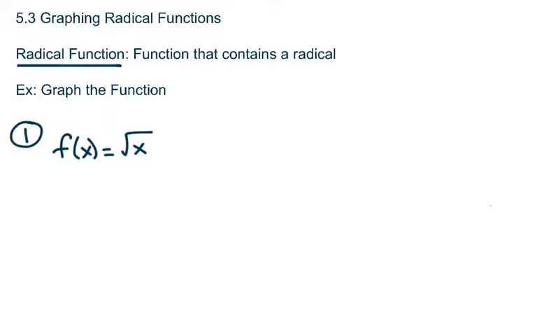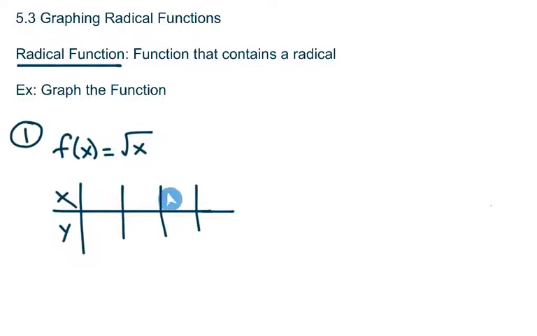So we're going to start with f of x is equal to the square root of x. And when you graph this, I would prefer that you make an xy table. Could you use your graphing calculator to get some values and just go like 0, 1, 2, 3, 4? Sure, you could. But I want you to think about what numbers work, or what numbers give you good results when you put them underneath the square root.